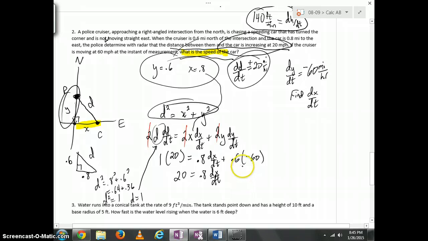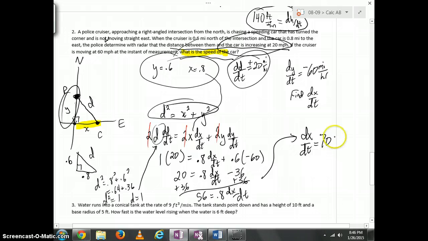Multiplying 0.6, which is really 6 over 10, to negative 60, the 0 and the 10 would cancel out down below. Here you'd have negative 36. Add 36 to both sides, and you'd have 56 is equal to 0.8 dx/dt. Solving for dx/dt, you quickly will find that the speeding car is going 70 miles per hour.